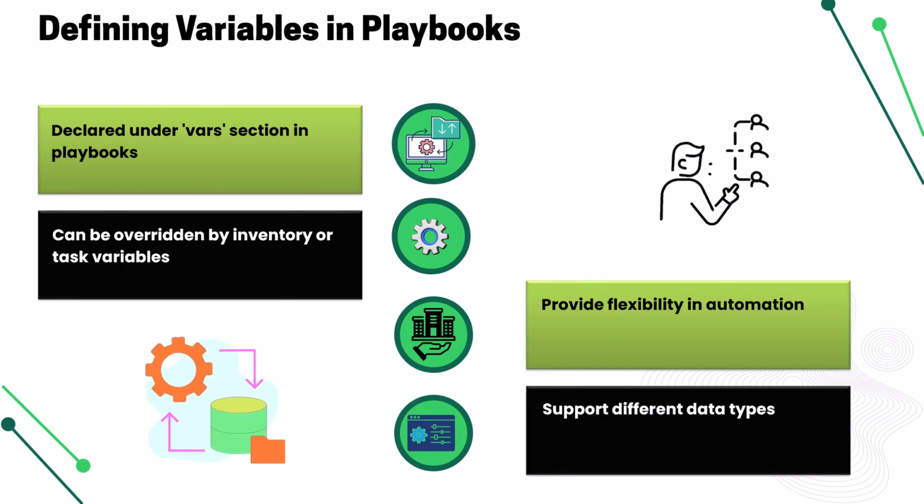Defining variables in playbooks is like setting the rules before starting a board game. You define them under vars, but inventory files and tasks might override them. Sounds like an organizational nightmare. Nope, it's Ansible's way of keeping automation flexible and efficient.